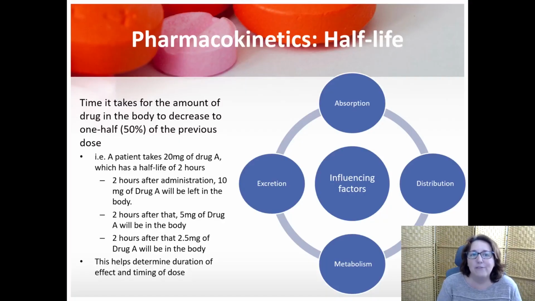Factors that can influence half-life include absorption rate, distribution to the tissues, the speed of metabolism, and the speed of excretion. So those are our other key components of pharmacokinetics. The half-life that's listed in the drug guide is typically based on a healthy 150-pound male because that's typically who drug trials are done on.